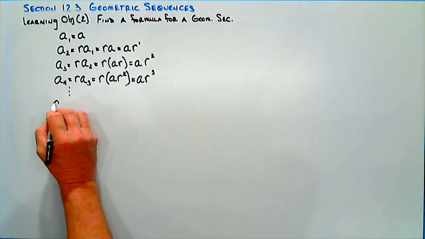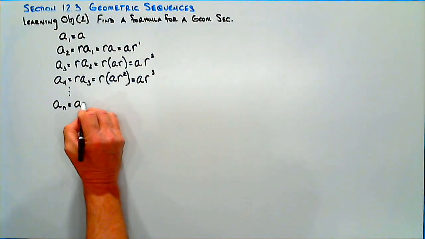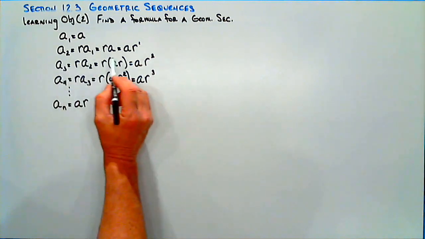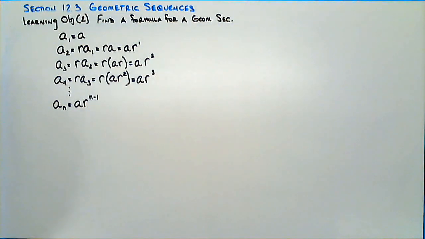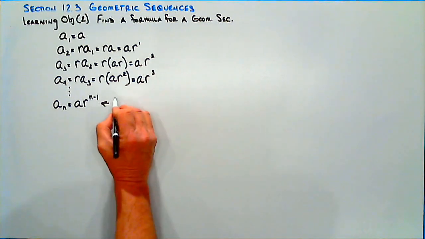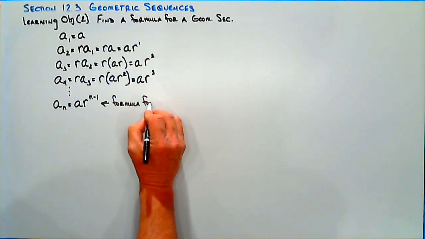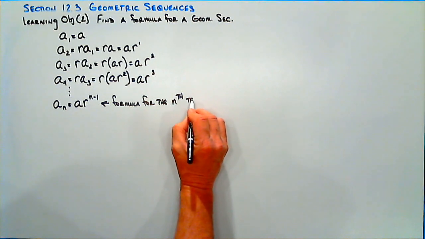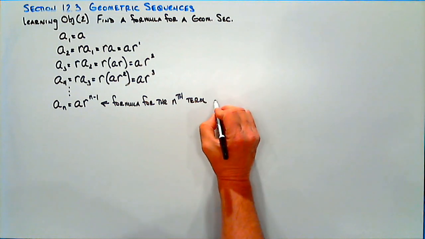I think we can predict if we want the nth term, we're still going to have an A, we're still going to have an R, but now our power, if our power is 4, we get a 3. 3, we get a 2. 2, we get a 1. N minus 1. Okay. So this right here is the formula for the nth term of a geometric sequence.